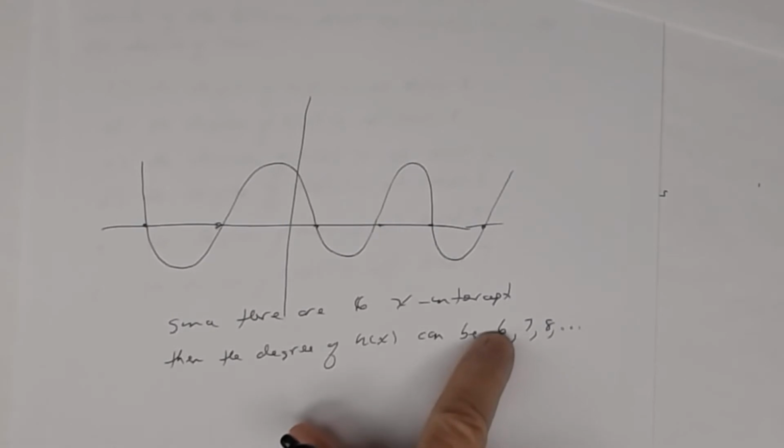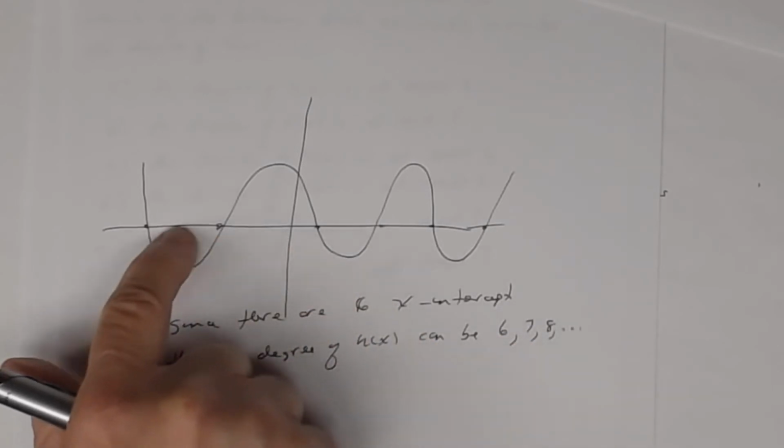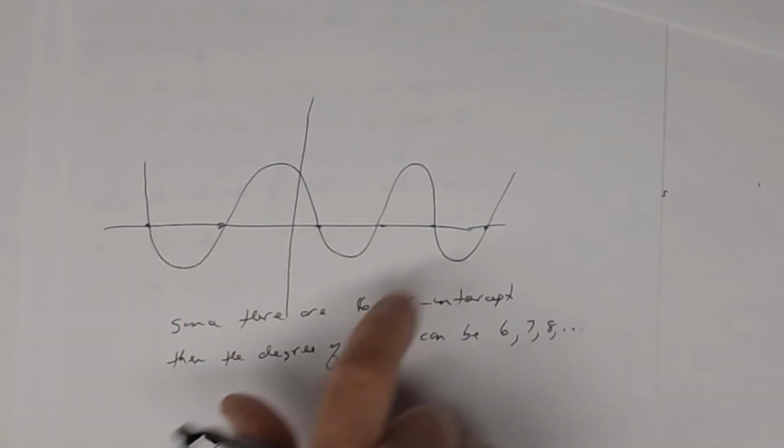So if the degree is 6, the maximum number you can have is 6, and there are 6 here. If the degree is 7, the maximum number you can have is 7, and there are 6 here. So meaning 7 or less, right? And if it's 7 or less, you have 6, so that's fine. 8 or less, you still have 6, that's fine.